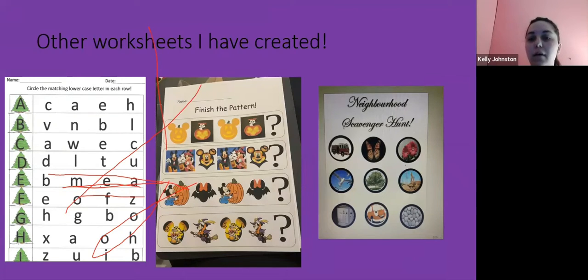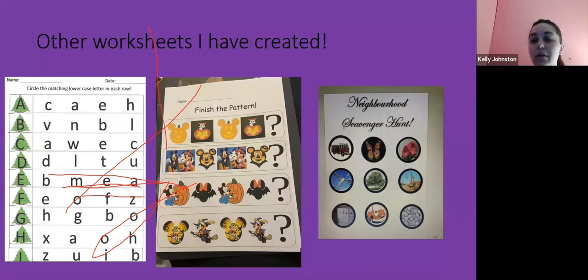Last but not least, on the right-hand side, we love going for walks with my class. That's probably our favorite thing to do, is go for walks around the neighborhood. So we made it a little bit fun, and we made a neighborhood scavenger hunt. So what they had to do was find these things around the neighborhood. So I made this one so that I knew that everything would be around our neighborhood.